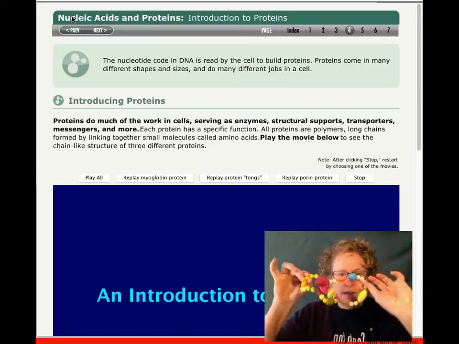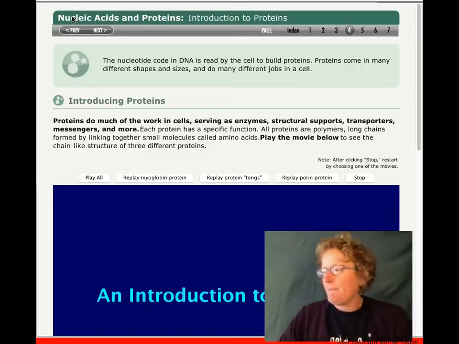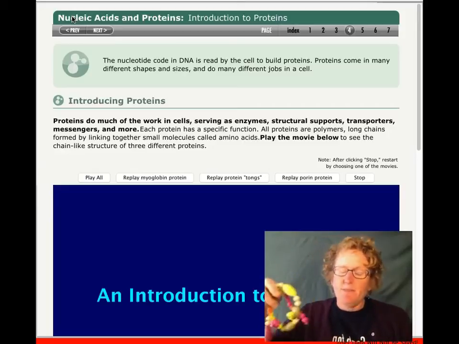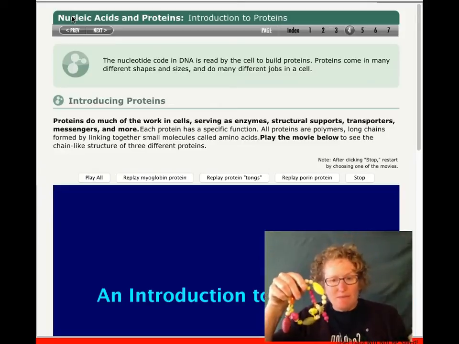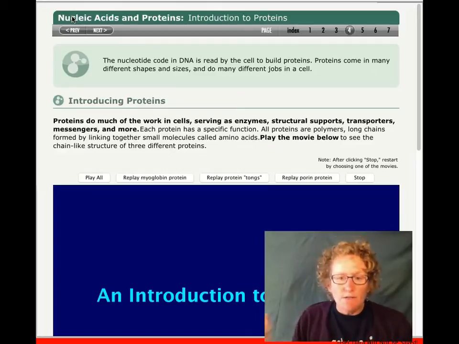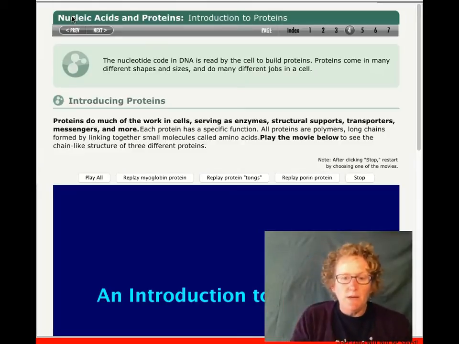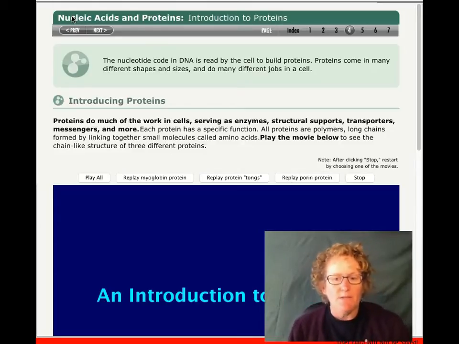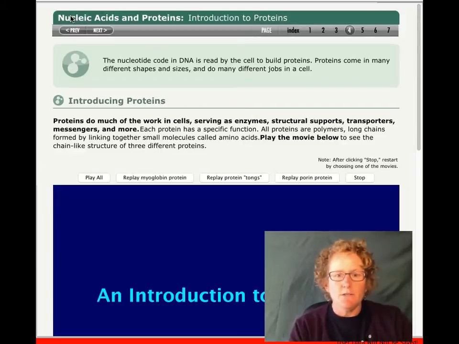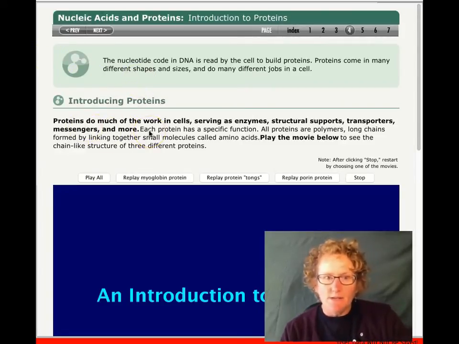20 amino acids with lots of different shapes. They're not really different colors, but we represent them as different colors here to show how different proteins are from DNA. They're both polymers, they're both made of the same repeating units, but they have different shapes and different functions. This is pretty much right out of the state standards.